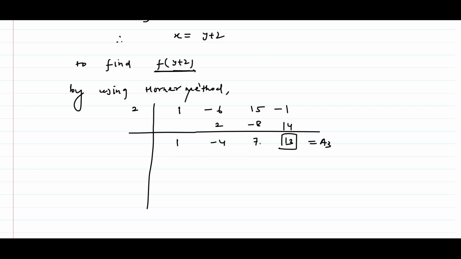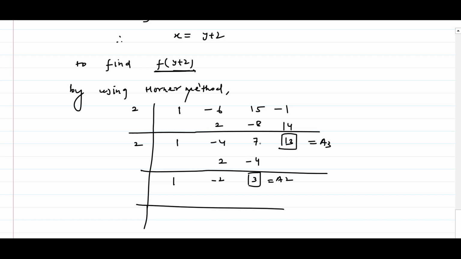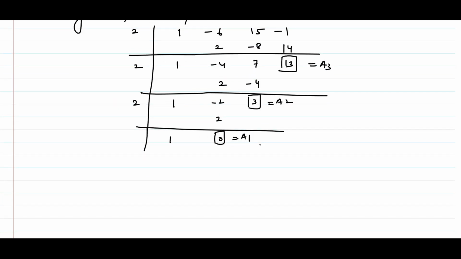This value is equal to a3. Again we have 2. Here will be 1. 1 multiplied by 2, that is 2. Here will be negative 2. That is negative 4. Here will be 3. This value is equal to a2. So now further, here will be 2. That is 1. That is 2. It will give 0. And that is a1. So now further, again right here 2. It will give 1. And this value is equal to a0.